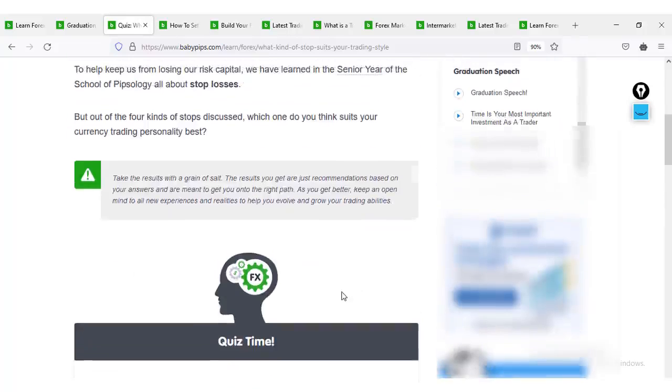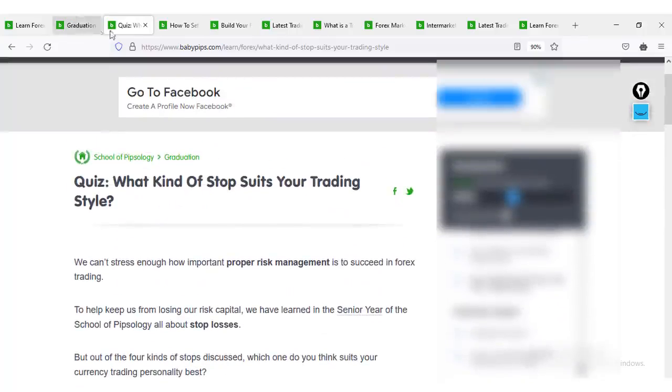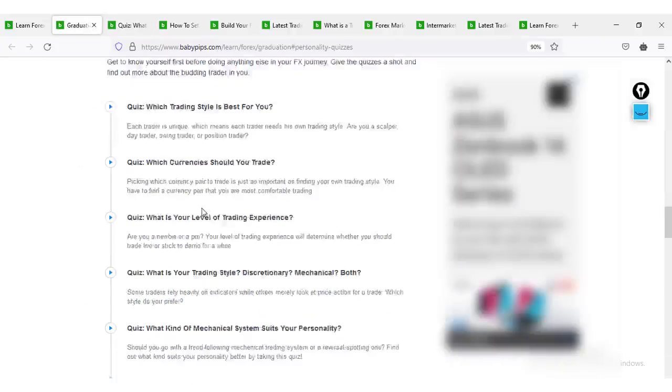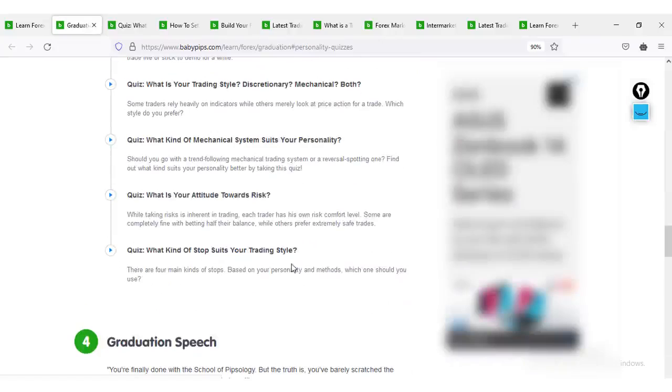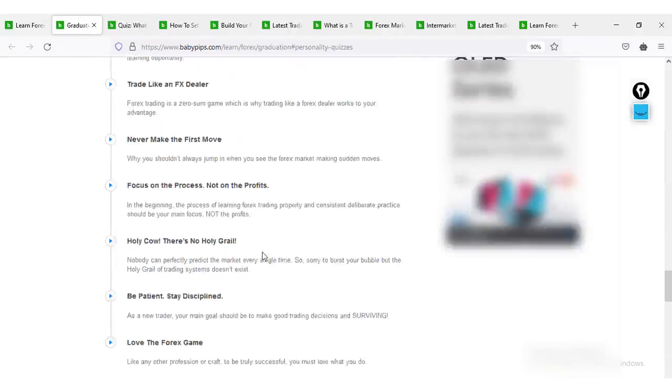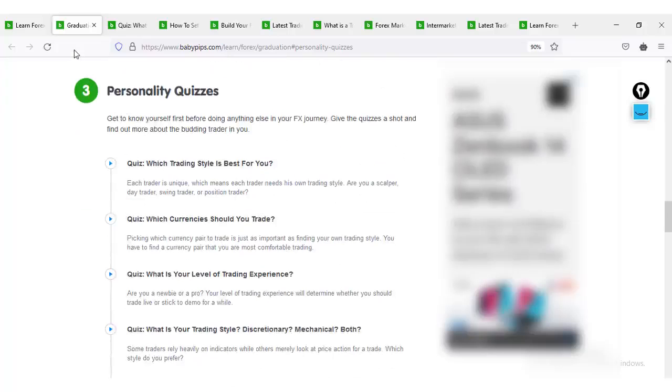So let's move to the next. Oh, okay, this is the last topic to discuss for this lesson 11.3, what kind of stops suits your trading style. Next we'll be doing the graduation speech, which will bring us to the end of Babypips in all. So this is how we come to the end of lesson 3. I will see you in lesson 11.4.